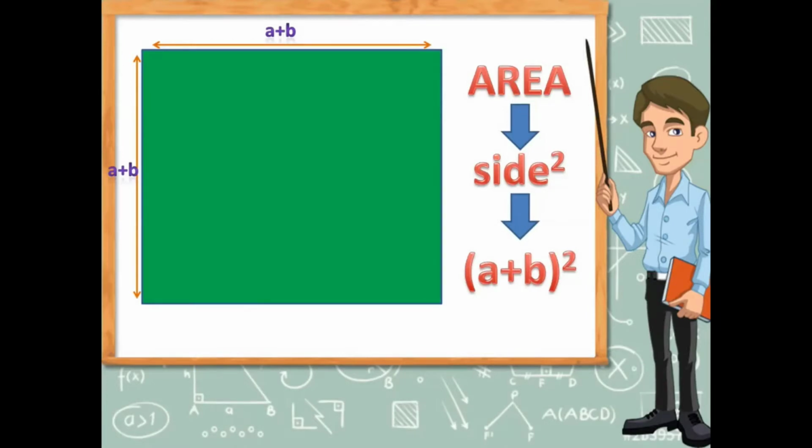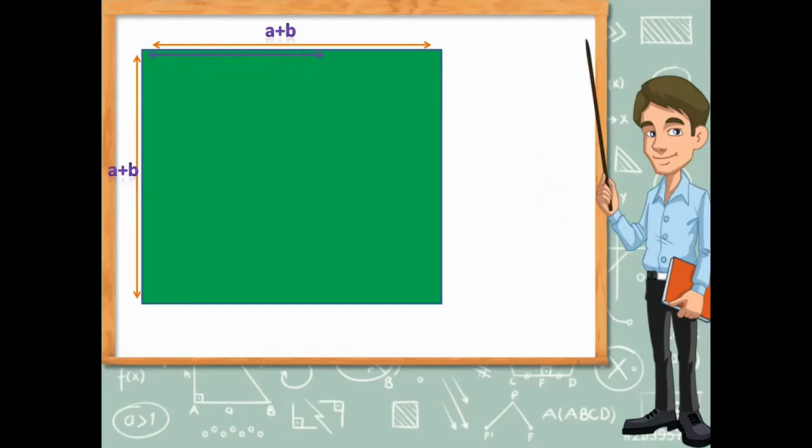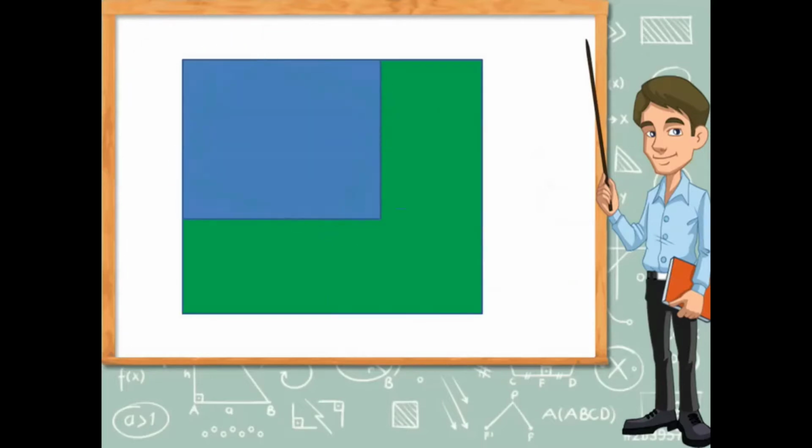Now I am dividing the same square. As the total length is a plus b, let one part be a and the remaining part be b. Divide the square according to this, and you will get it like this. You divide it into 4 regions. In order to show it clearly, let the first part be a square with the side a.